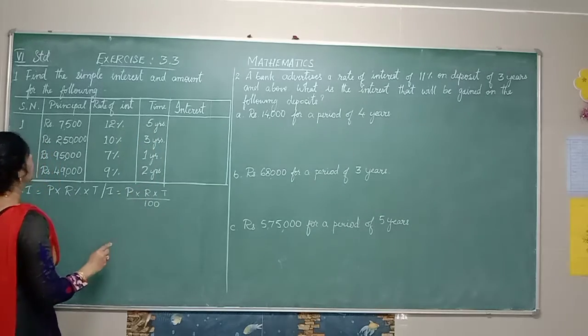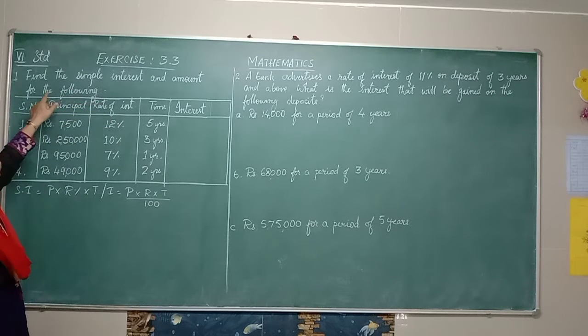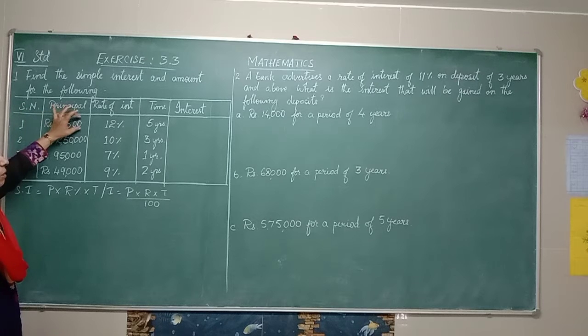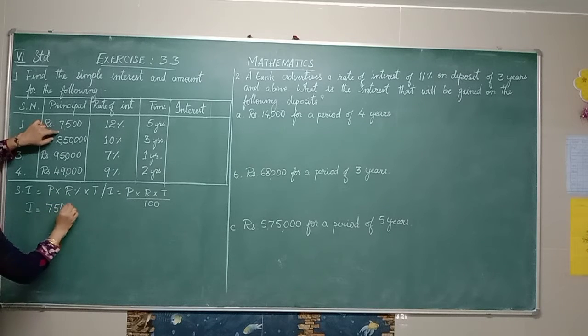So what is the question given? You have to find the simple interest and amount for the following. We will start with the first one. I, the interest, is equal to, because you are going to find the interest; SI or I means the same here. For interest, what is the principal? The principal is 7,500. This is the first sum.